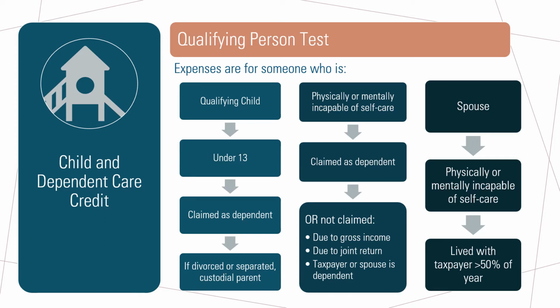Another group of people are a spouse. So as you recall, you can't ever claim your spouse as a dependent, but you might be able to use them as a qualifying person for this credit if, again, they are physically or mentally incapable of self-care and they lived with the taxpayer for more than 50% of the year.